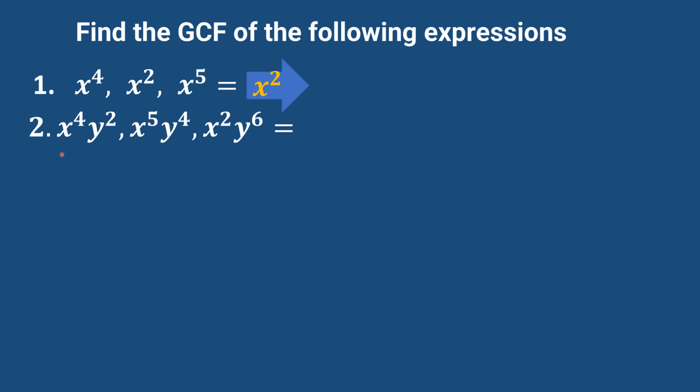So for the x, as you have seen, we have this as a 4, we have this as 5, and we have this as 2. So for the variable x, what is its GCF? It's x squared. Okay? And then for the y, among all the variables y with their exponents, the 2, the 4 and the 6, the least there is y to the power of 2. So overall, number 2, our GCF is x squared y squared.